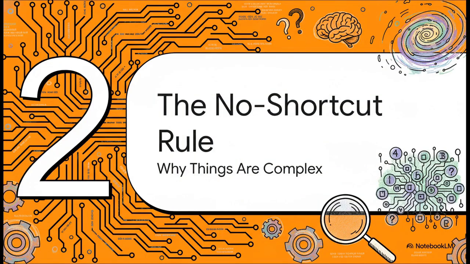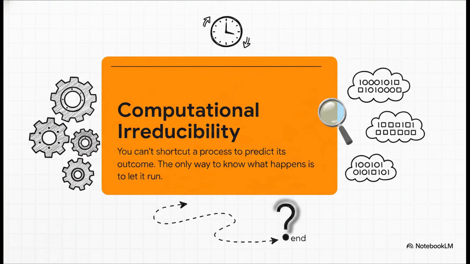So this idea that simple rules can create all this complexity, well, that leads us straight to a really powerful concept, one that helps explain why so many things in our universe feel so stubbornly mysterious. This right here is the golden rule of this whole thing. It's called computational irreducibility, and it means exactly what it sounds like.